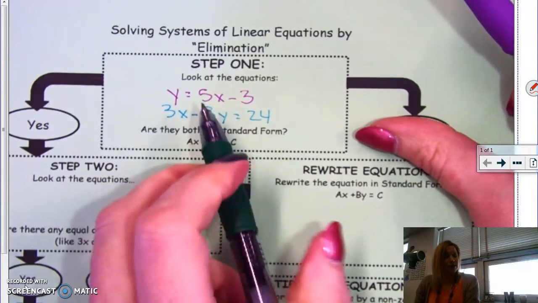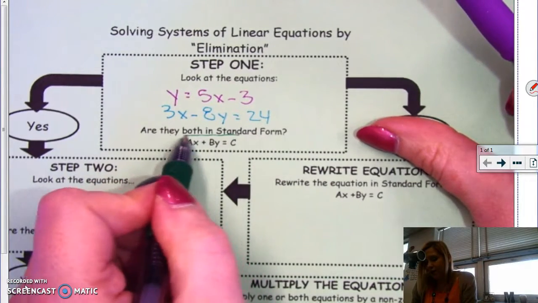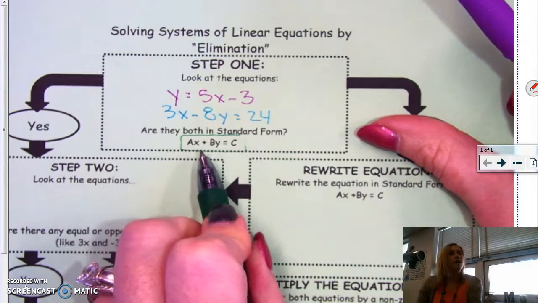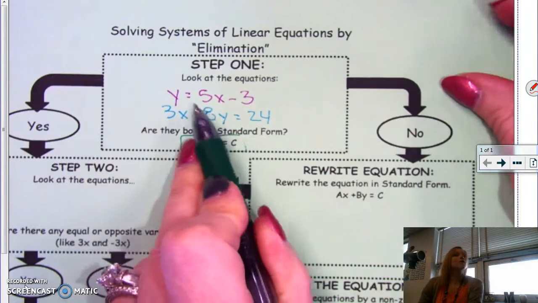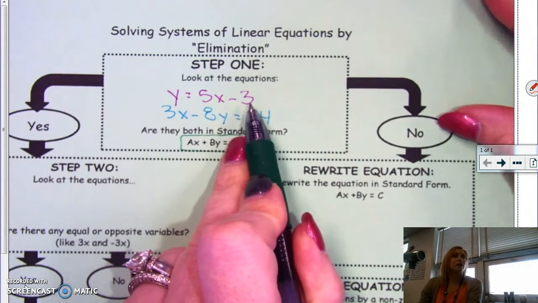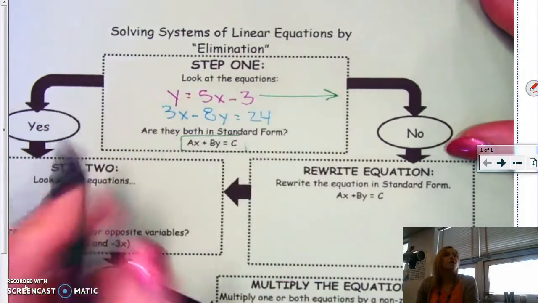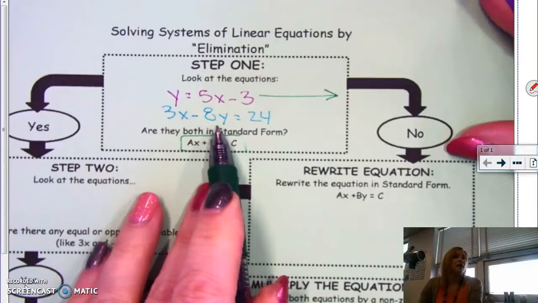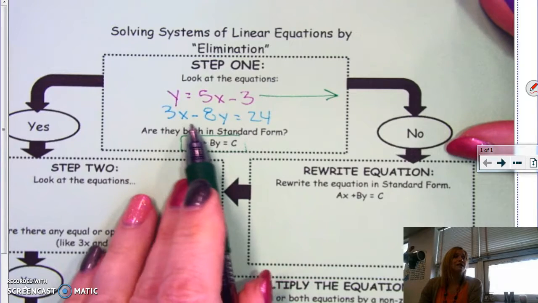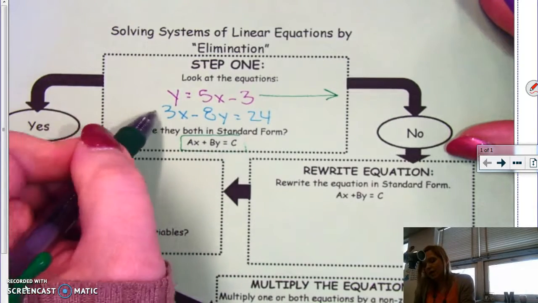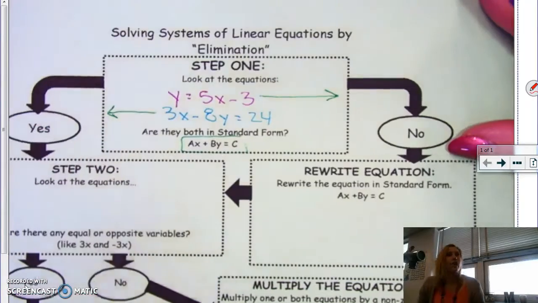Are they both in standard form? Which means is the x and the y on the same side of the equation? Well, the first one is y equals 5x minus 3. That is slope-intercept form. So this one, the answer is no. The second one, 3x minus 8y equals 24. That is in standard form. X and y are on the same side, so this equation is going to head over that way.